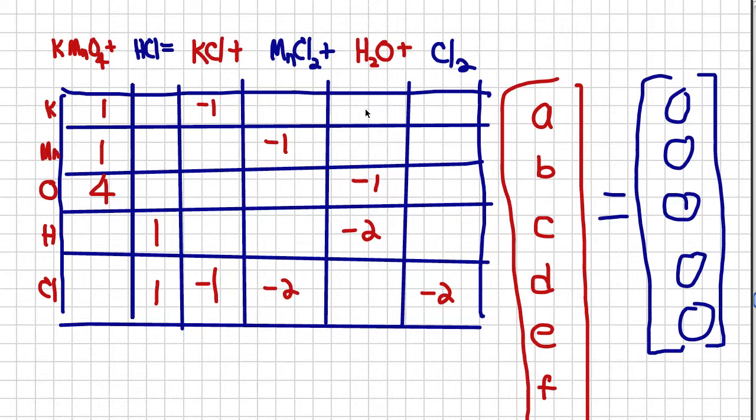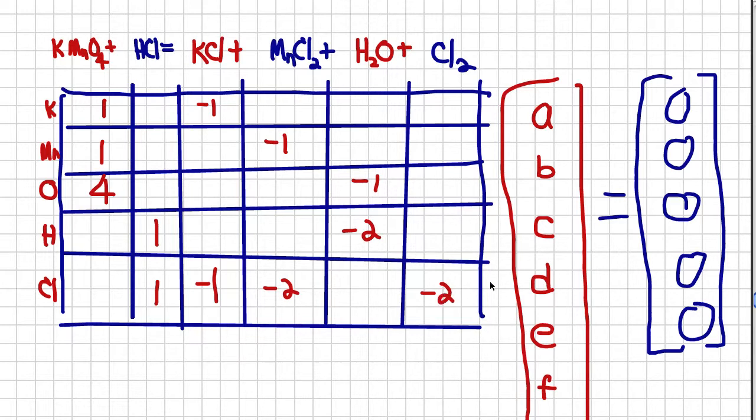For H2O there's no K, no Mn. There's one oxygen, this is the oxygen row, so I put a negative 1 there, and 2 hydrogen, a negative 2. And over here for Cl2, there are 2 chlorines, so all the others would be 0, and I put a negative 2 down there. So that's the matrix that I'm working with to balance this chemical equation.